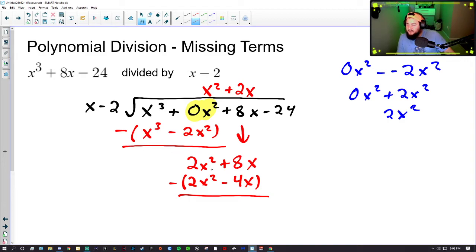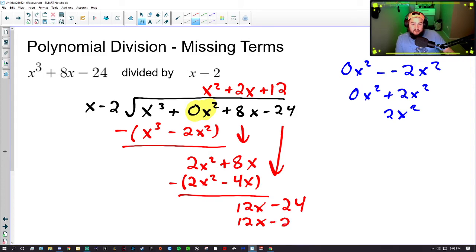First terms match, which is always good. Those eliminate. 8 minus negative 4 is the same as 8 plus 4, which is 12x. And bring down our last term, minus 24. I'm going to have to multiply this by a 12. 12 times x is 12x. 12 times negative 2 is negative 24. And when I subtract, I get 0. So my answer is x squared plus 2x plus 12.